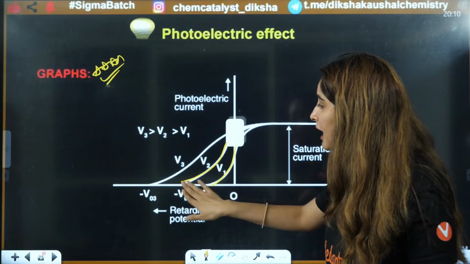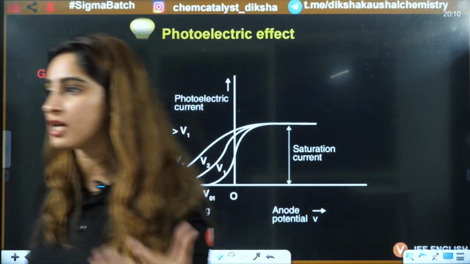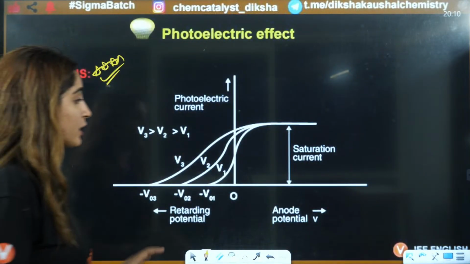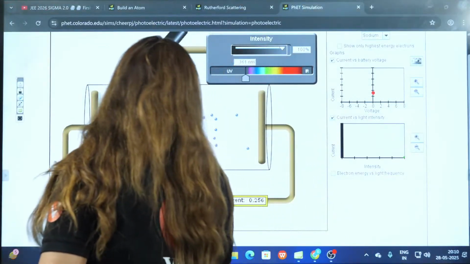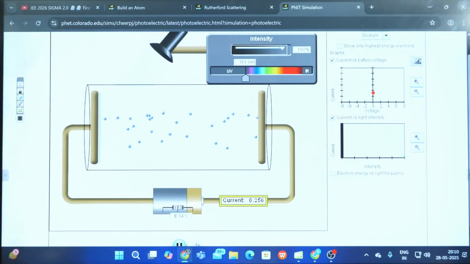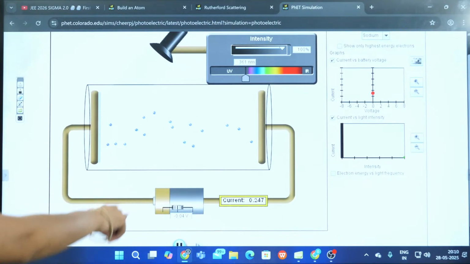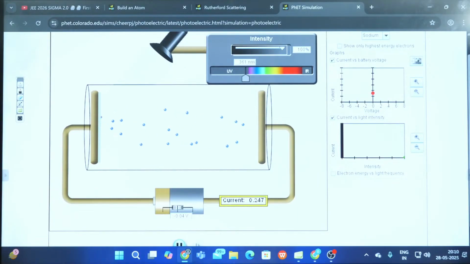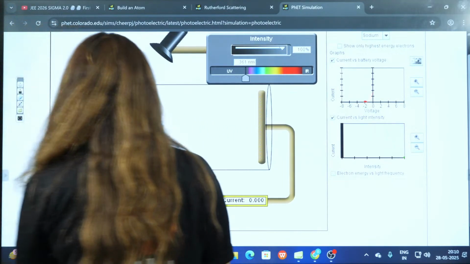When you retard it, that means when you give it negative potential, right? I'll again give negative potential in front of you, so that you can understand this. Let's say you are giving it negative potential, right? Can you see what is happening here? Current is 0.247. Now, if I start giving more negative potential, let's say I am giving it -2. Current has decreased here. Can you see how current is decreasing?